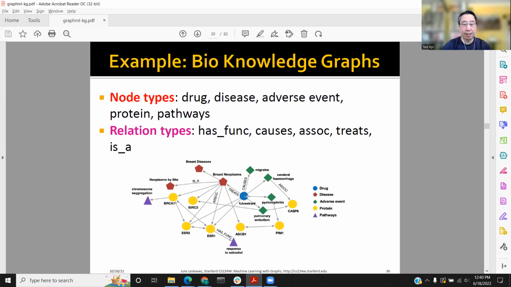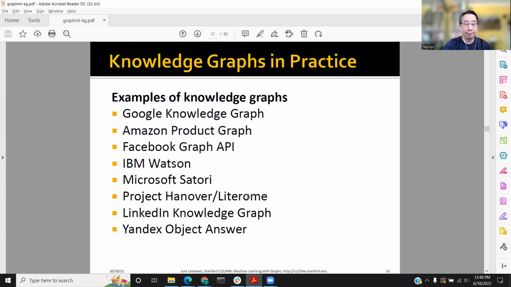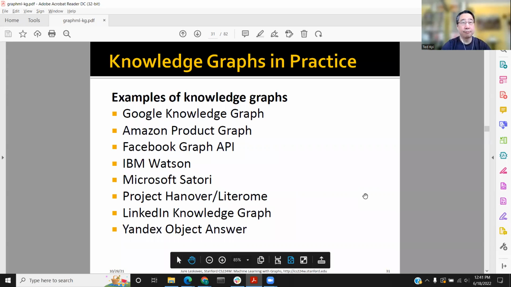Here's a biology knowledge graph. So again, now you have things like drugs, diseases, proteins, and then relations are things like causes, associated with, treats, things like that. And I don't know all of these examples. If anybody is more familiar, you're free to share here, but here's just a list of knowledge graphs that are currently in use that you may have heard of: the knowledge graph behind Google, behind Bing, Facebook graph, LinkedIn, stuff like that. So I don't know if anybody has any thoughts or comments about any of these mentioned here.